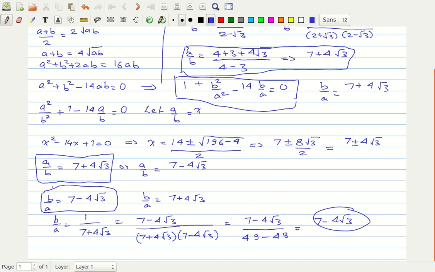So I hope you understand why we are getting two values of the ratio a is to b. It is actually trying to tell you that a is to b is either 7 plus 4 root 3, in which case b is to a is 7 minus 4 root of 3, but a is to b could as well have been 7 minus 4 square root of 3, and in that case b is to a would have been 7 plus 4 square root of 3, and we are done.